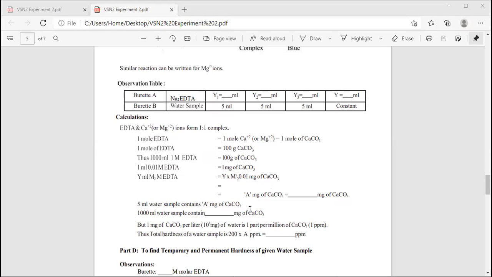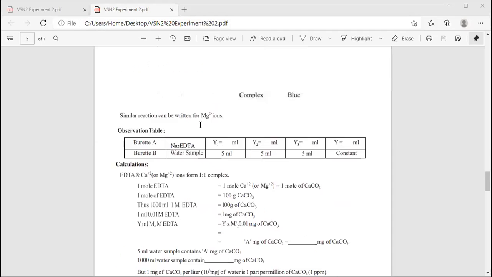Okay. So 1 ml of 0.01 molar EDTA will be equivalent to 1 milligram of CaCO3. Now what is your Y ml? How much did I tell you? What is Y? 5, 5.2, 5.4. So what is Y, the mean of this? 5.2. So Y here is 5.2.